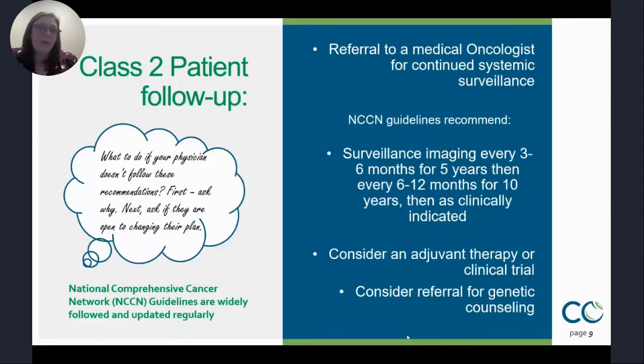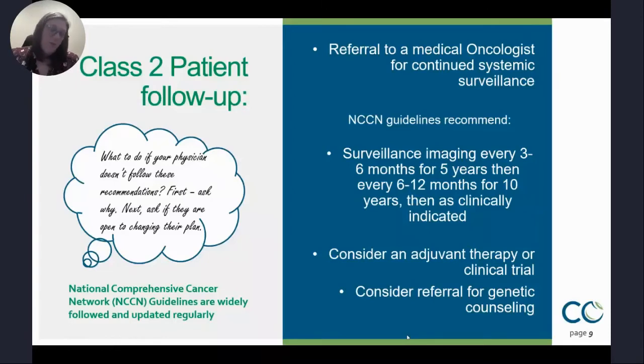Now, what do you do if your physician doesn't follow these recommendations and doesn't order your imaging every 3 to 6 months for the first 5 years, and they want to do something different that's farther apart? First, ask why. If there's a good reason for it, or if they're just not aware of what the recommendations are. Next, ask if they're open to changing their plan.